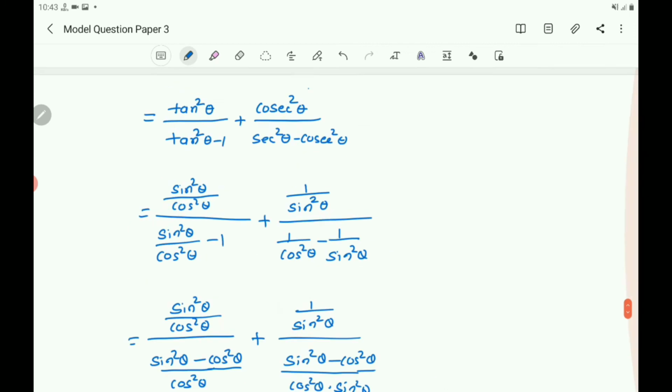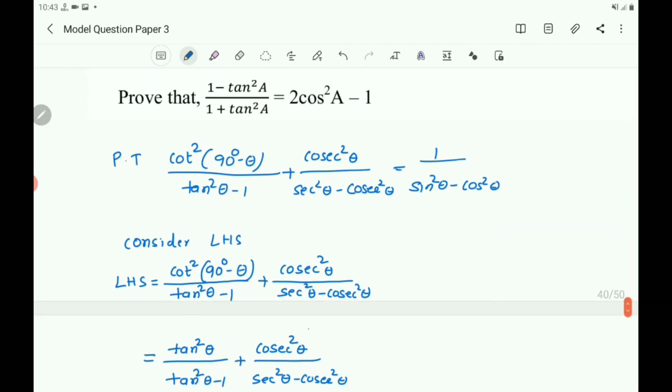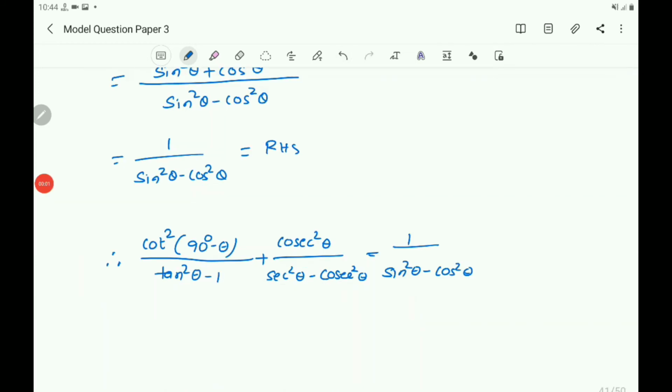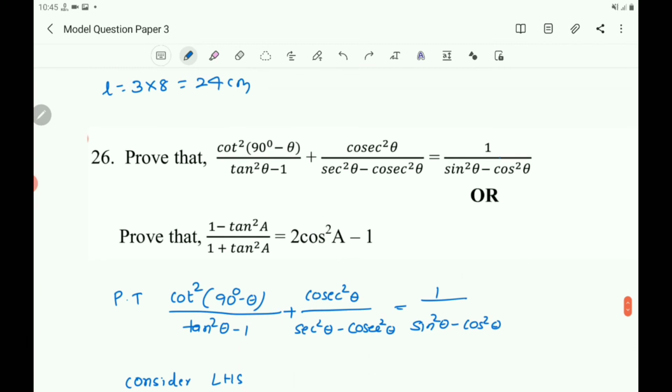Here you got that. Prove that this one is equal to this one. That is, you got the result here. Therefore, you write cot square 90 minus theta by tan square theta minus 1 plus cosec square theta by secant square theta minus cosec square theta equals 1 by sin square theta minus cos square theta. Here you got it. Now let us go through the choice question.